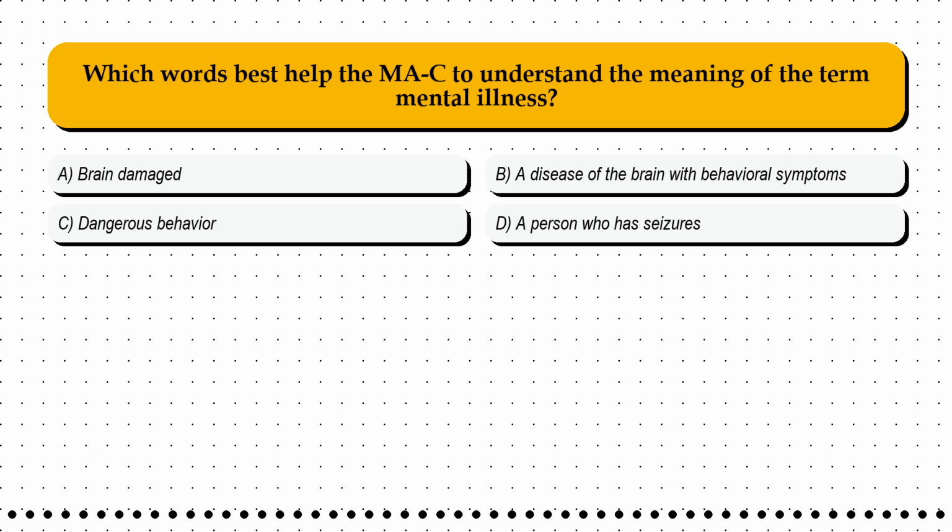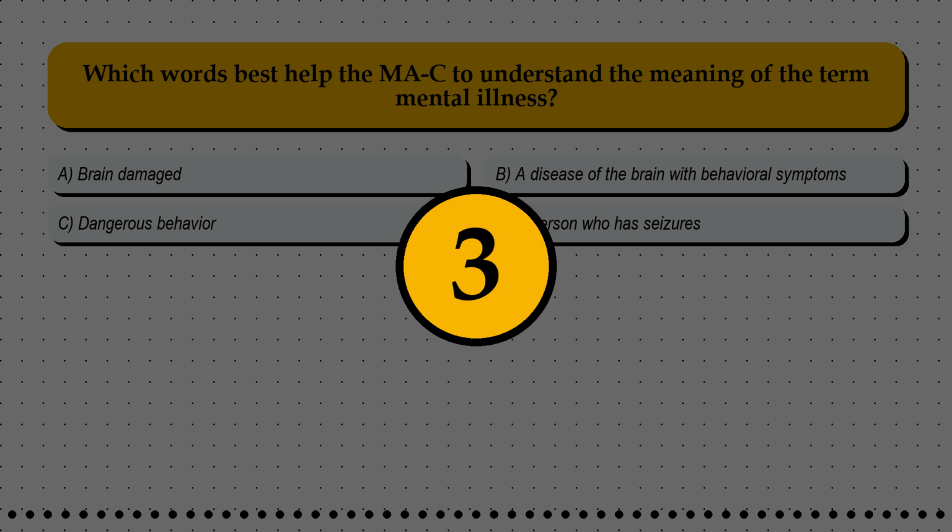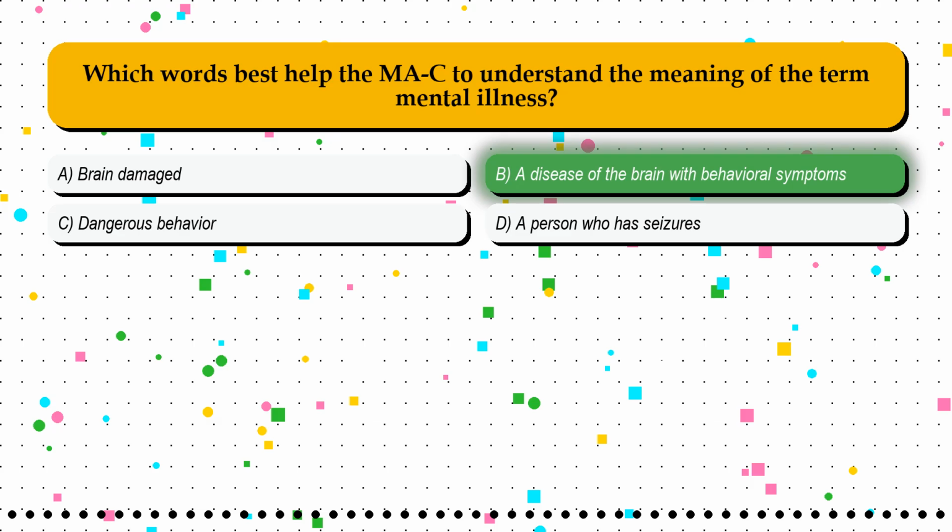Question 200. Which words best help the MACE to understand the meaning of the term mental illness? Option A, brain damaged. Option B, a disease of the brain with behavioral symptoms. Option C, dangerous behavior. Option D, a person who has seizures. The correct answer is option B, a disease of the brain with behavioral symptoms.